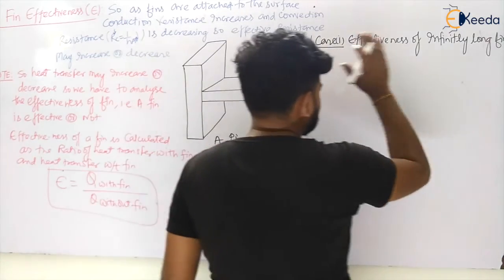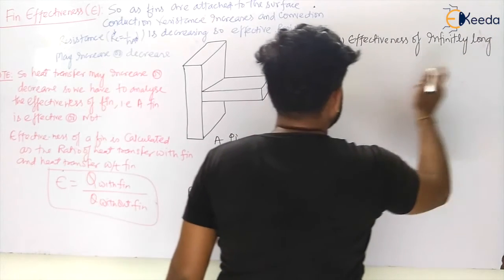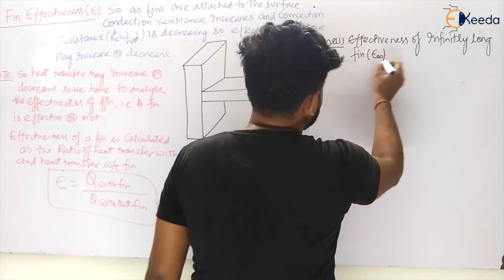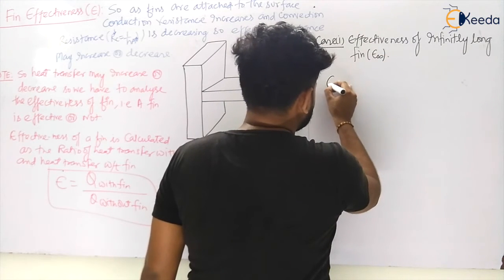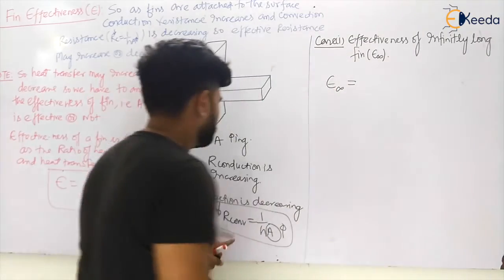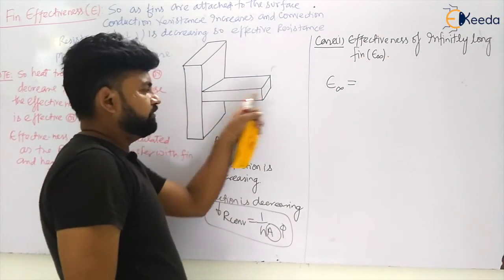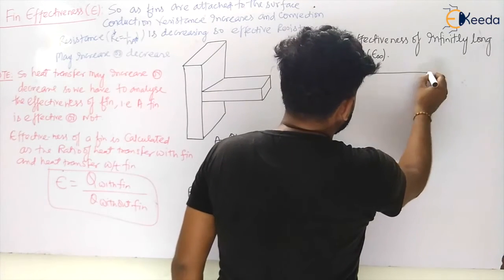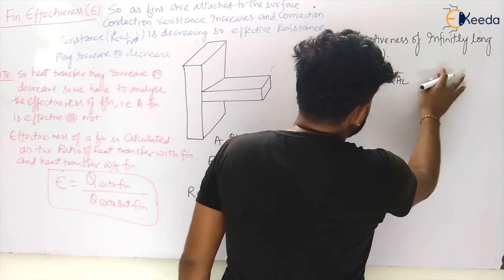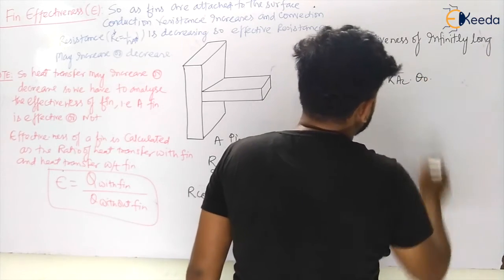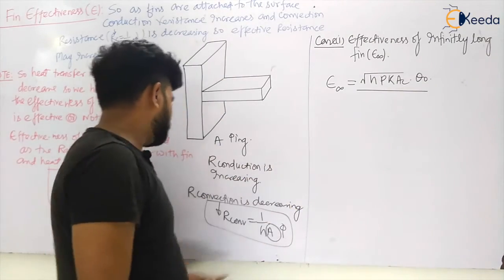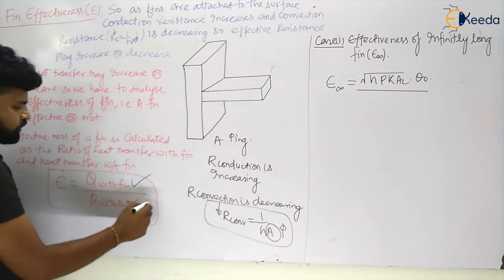So the effectiveness of the infinitely long fin, E infinite, can be given by Q with fin. So what is the heat transfer with fin when we are using the infinite case? This will be given by under root of h P k A_c, my dear students, times theta naught, divided by the heat transfer without fin. What is the effectiveness? Q with fin by Q without fin.